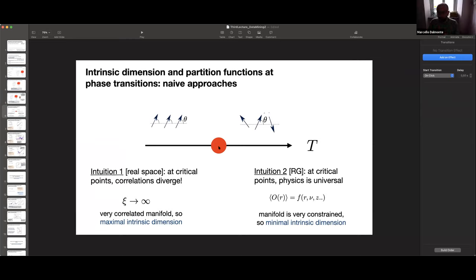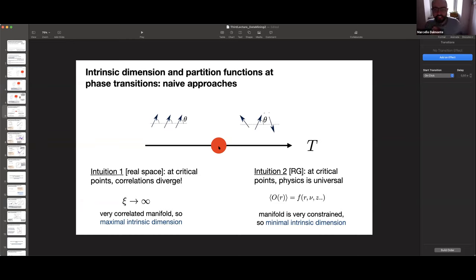Here we can follow two intuitions. The intuition on the left is the real space intuition. What is the fundamental feature of criticality? It is that the correlation length in your system diverges. So this implies that spins which are very far from each other are typically very correlated, and non-trivially so, in a power law manner, not like in a ferromagnet. So one expects that when sampling the partition function, one could find very bizarre states. The manifold can be very correlated, and a lot of states become available.